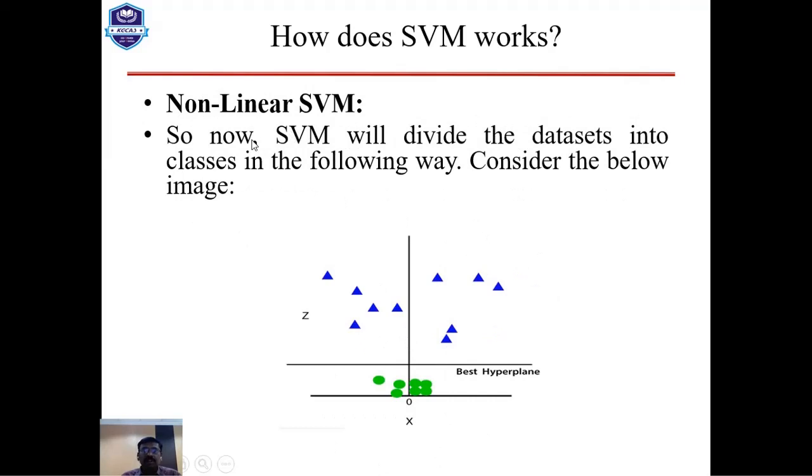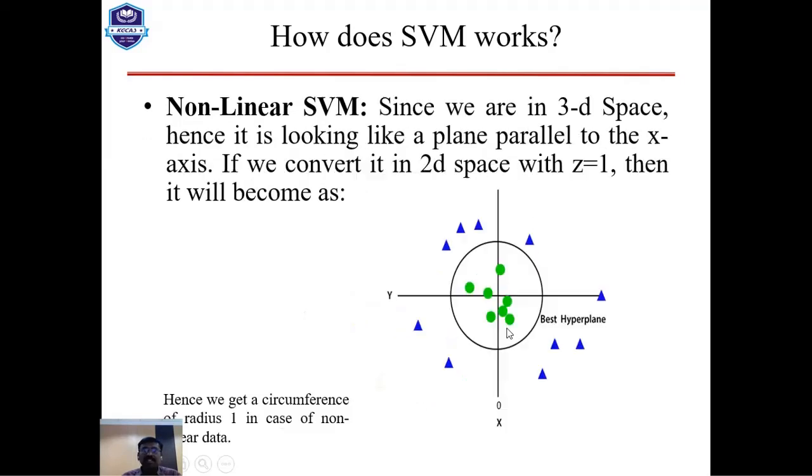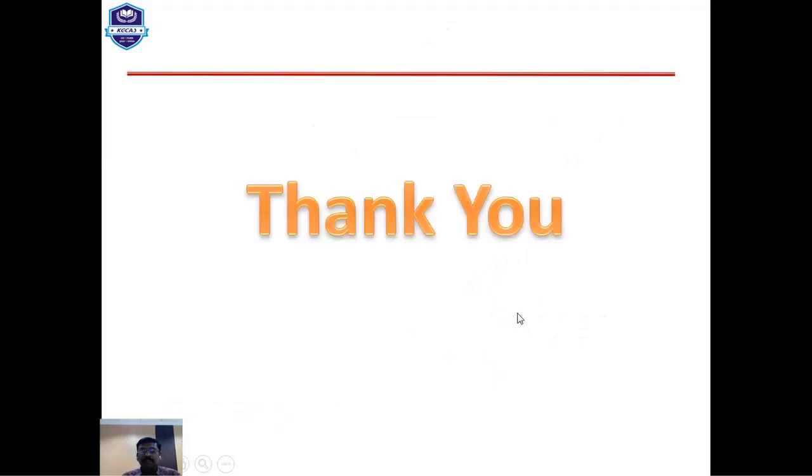Non-linear SVM. So now SVM will divide the dataset into classes in the following way. Since we are in 3D space, it is working like a plane parallel to the x-axis. If we convert into 2D space with z equal to 1, then it will become as shown. Hence we get a circumference of radius 1 in the case of non-linear data.